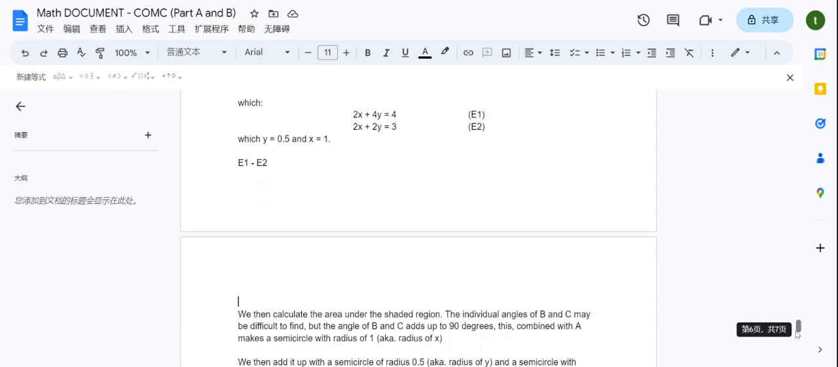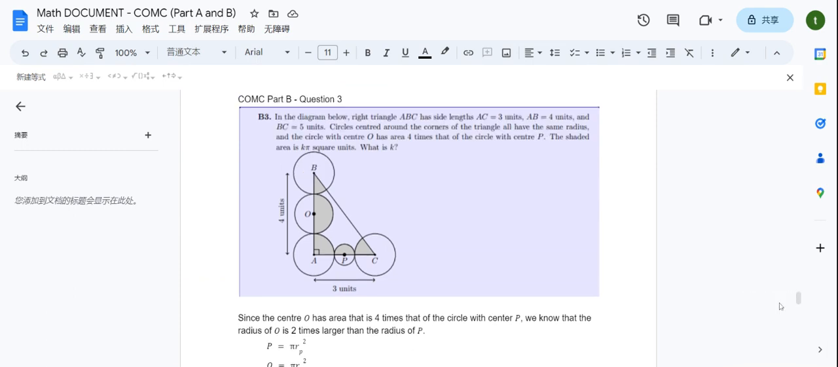We can use the results we obtained from the previous steps to calculate the area of the shaded region. The individual angles of B and C may be difficult to find, because to solve it you would have to use trigonometry to find the angle of B and the angle of C. It's not difficult, but remember that this is COMC, not CSMC. If it's CSMC, I would highly recommend calculating the sine value. But since it is COMC, you are not permitted to bring in any calculators.